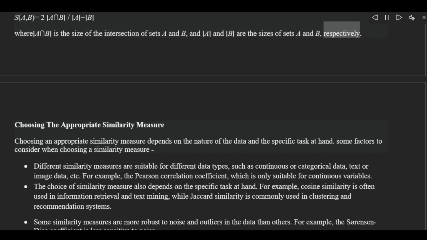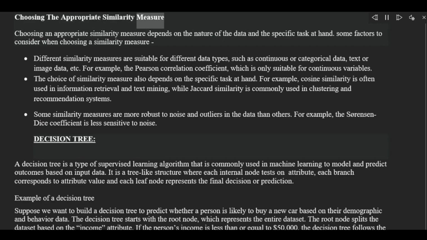respectively. Choosing the appropriate similarity measure. Choosing an appropriate similarity measure depends on the nature of the data and the specific task at hand. Some factors to consider when choosing a similarity measure. Different similarity measures are suitable for different data types, such as continuous or categorical data, text or image data, etc. For example, the Pearson correlation coefficient is only suitable for continuous variables.